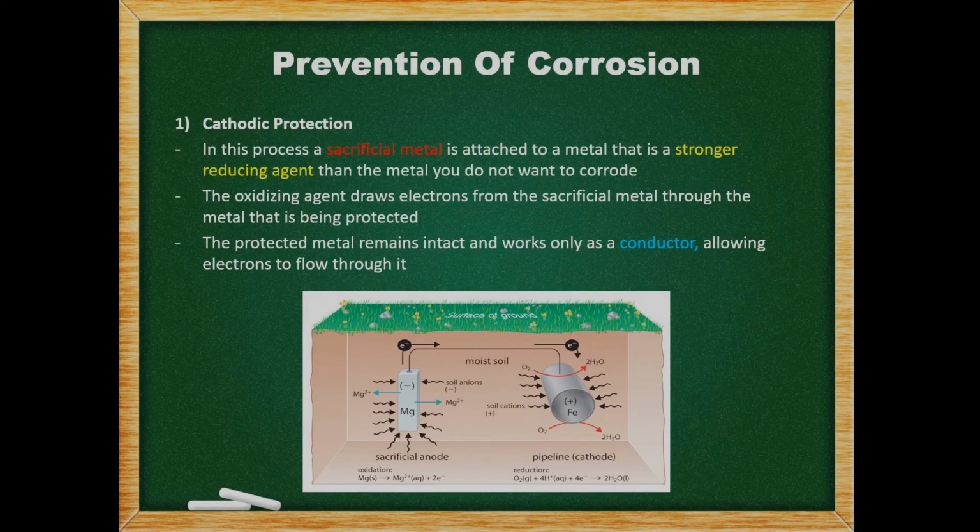There are two ways we can prevent corrosion from occurring. The first way is cathodic protection. In this process, a sacrificial metal that is a stronger reducing agent than the metal that you do not want to corrode is attached to it. The oxidizing agent draws electrons from the sacrificial metal through the metal that is being protected.